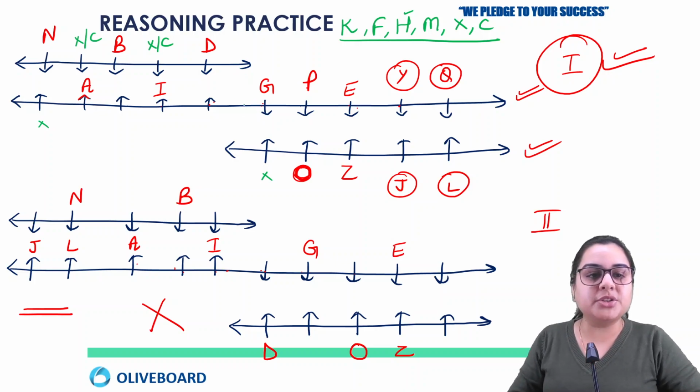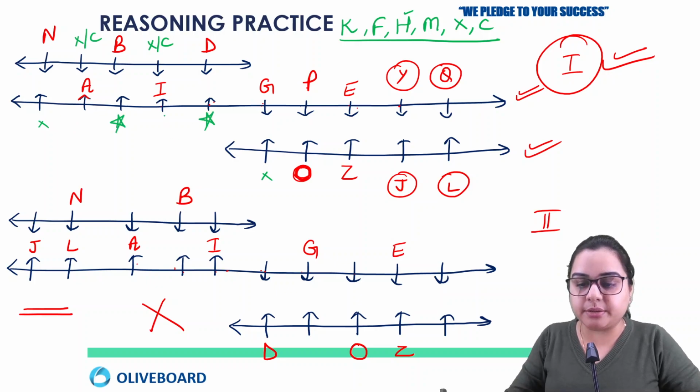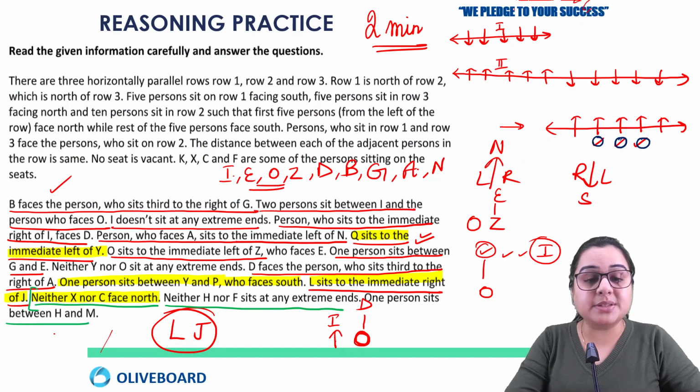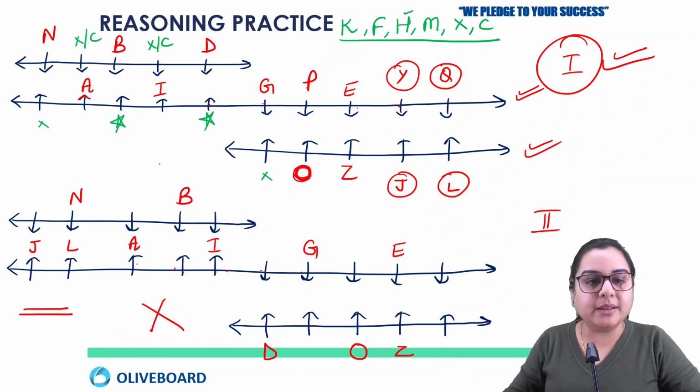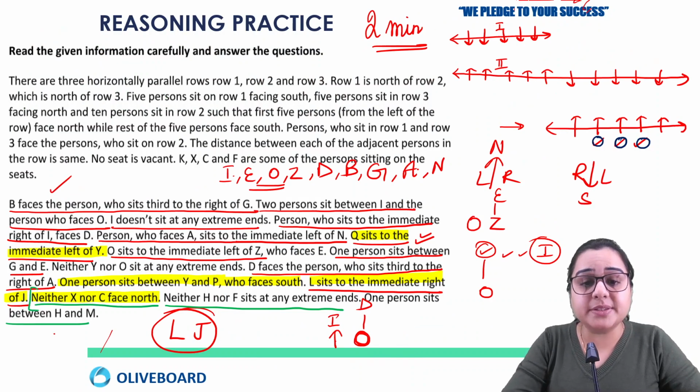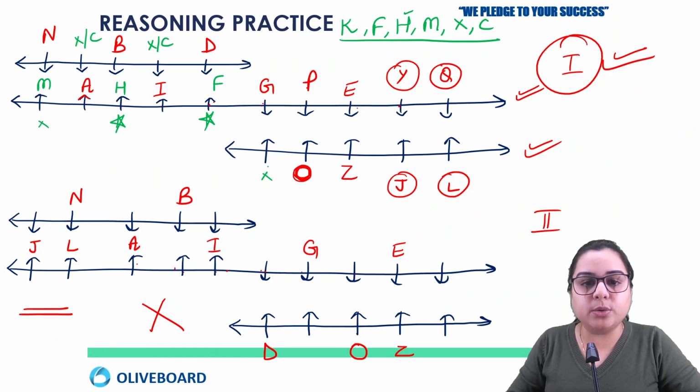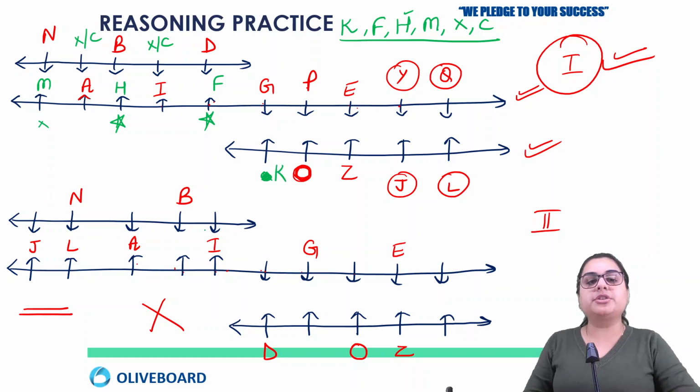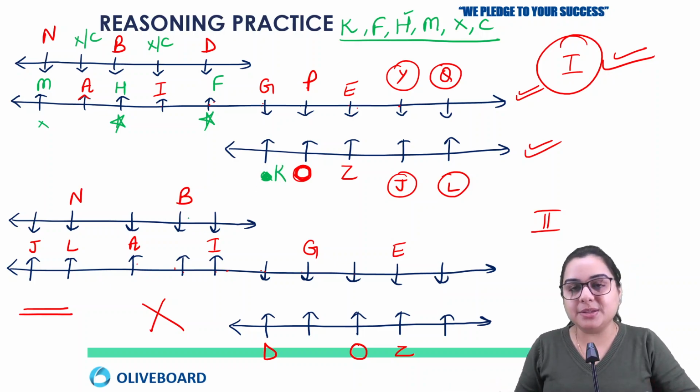Okay, there is one more information now about H, that H cannot be written on the extreme end. So H can be written here or here. And there is another information that one person sits between H and M. There is just one person sitting between H and M. So with this, we are going to write H here and M here, so that we are going to write F on this position, because F is not sitting at extreme end. So this is how we are going to solve this. And now we are left with just one name, which is K. So here I should be writing K, and with this your solution is complete.